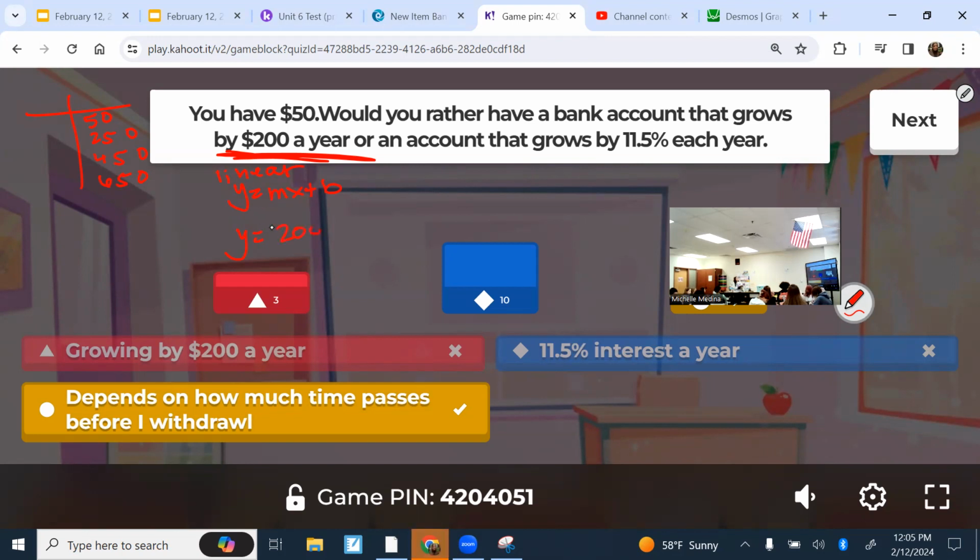200 times however many years. We don't have a time frame this time, but if we did, it'd be x. And plus b, b would be my y-intercept. In our real world situations, it's always your... table 3, can you tell me? B in y equals mx plus b is always my... or what would it be in this one?